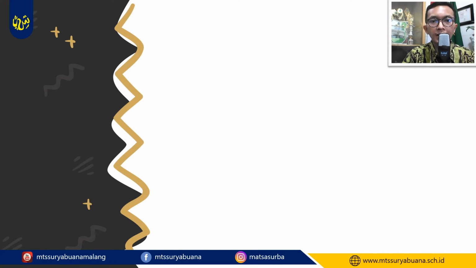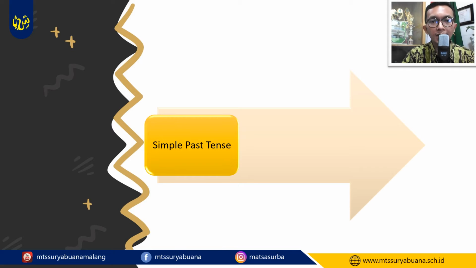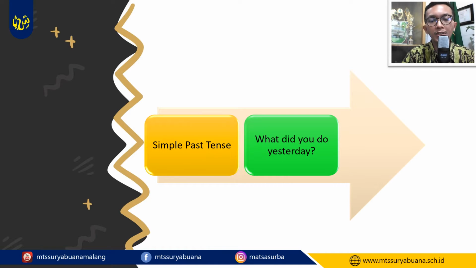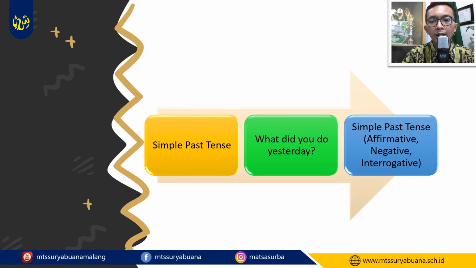Well students, in the last video we already discussed simple past tense, but in that video we focused on how you comprehend the simple past tense in a dialogue. What did you do yesterday? But now in this video, I will focus on the types of simple past tense sentences that are affirmative, negative, and interrogative sentences.